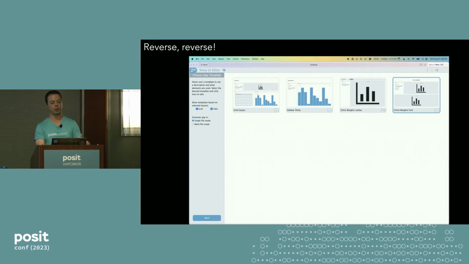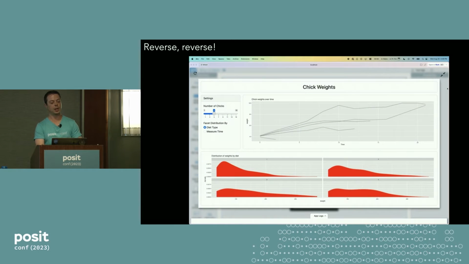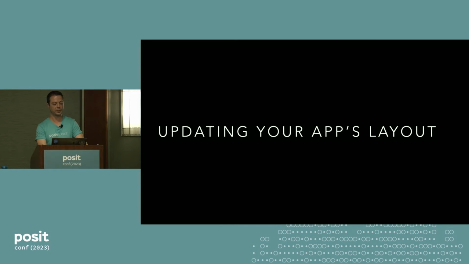And that's kind of to show that anywhere in the UI editor, if you make a mistake or you don't want to do something, you can go back. Now we're in this new template that we've chosen. You can use the app preview, which is always there, to check to see if the app that you are working with looks right. OK, so now that we have a template open, everything's good, we can move on to actually updating the app's layout.